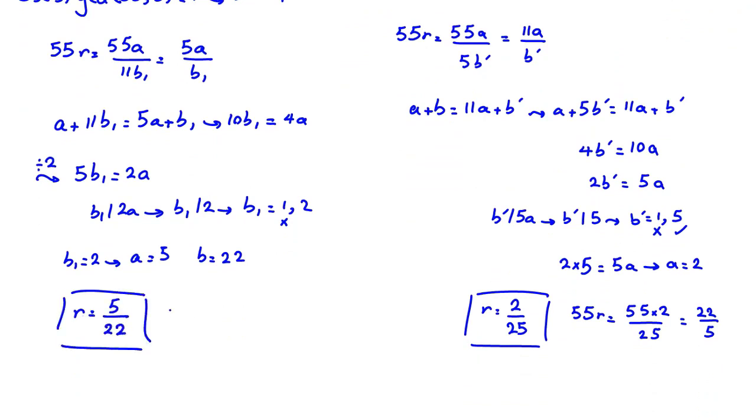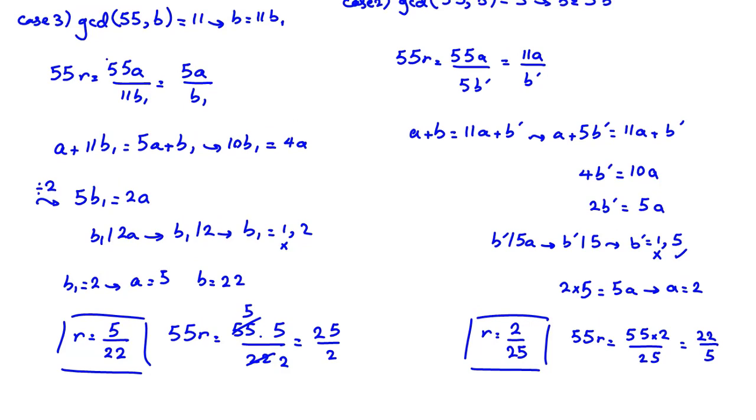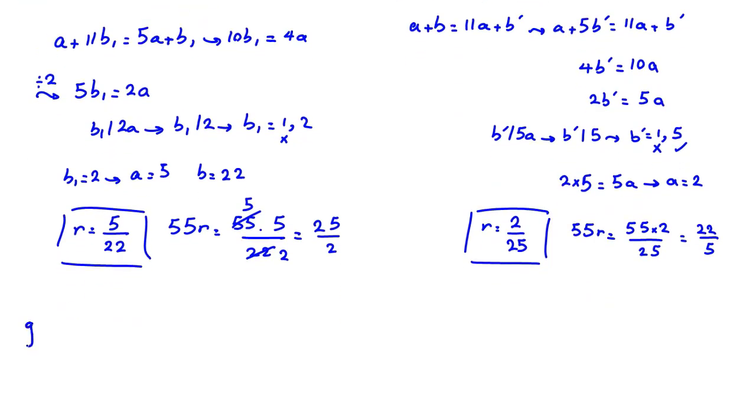And we can check: 55 times R equals 55 times 5 over 22. If we divide by 11, it will be 25 over 2. The sum of numerator and denominator in both cases equals 27. So we found two cases. Now, the last case, GCD of 55 and B equal to 55.